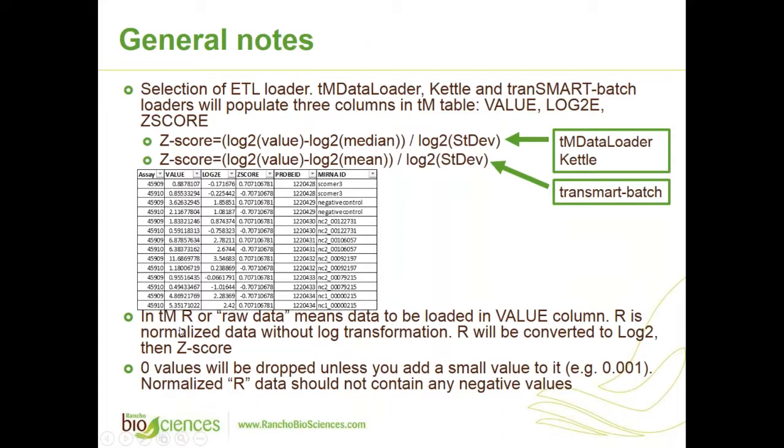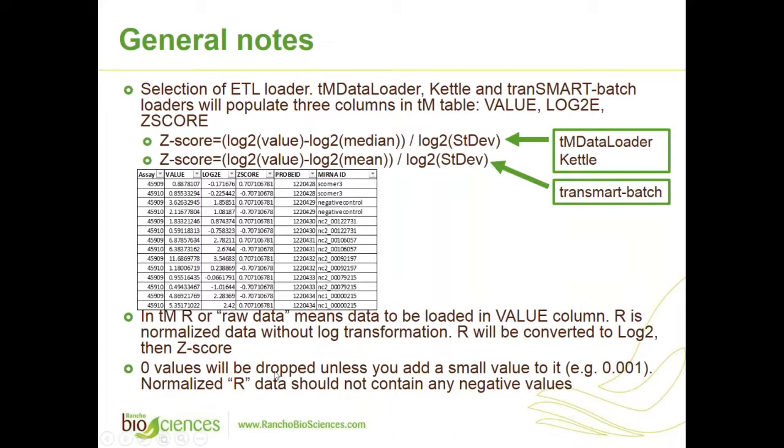In tranSMART, files or data with the label R, or raw data, means that the data is to be loaded in the value column. R is normalized data without log transformation. R will be converted to log2 and then z-score in tranSMART. You can see how data looks in tranSMART just by using the export button. You can export data and see how it is loaded in tranSMART if you don't want to go into tranSMART tables and look for information in there.